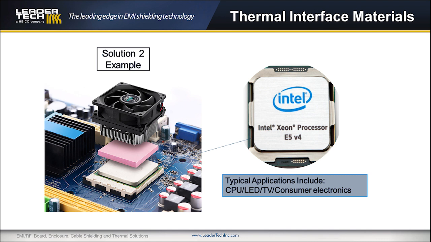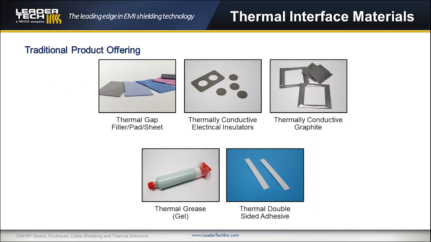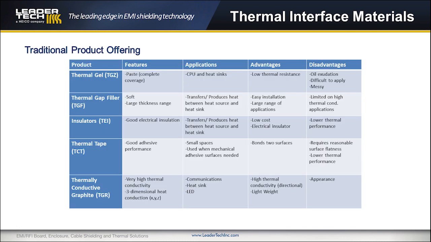LeaderTech's traditional thermal products include thermal gap fillers, pads or sheets, thermally conductive electrical insulators, thermally conductive graphite, thermal grease or gel, and thermal double-sided adhesives, which we will discuss each of them up next. Our traditional product offerings have various features, applications, advantages, and disadvantages. Based on your design features, you can pick and choose whichever thermal product is best applied for your project.